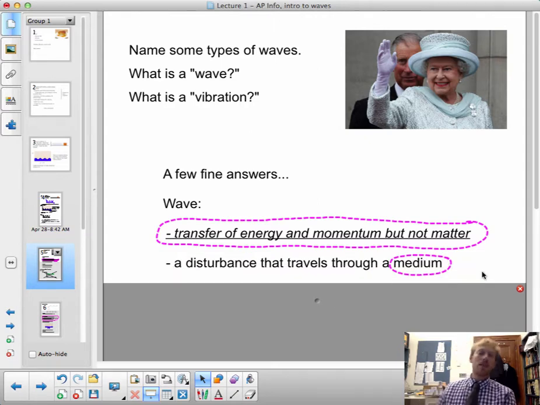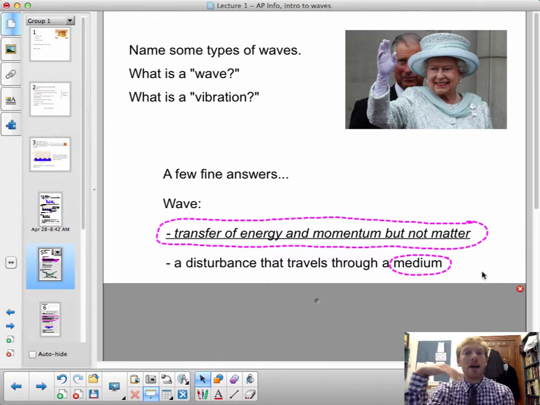Another thing that we say about waves is that it is a disturbance that travels through a medium. What is a medium? It's something through which a wave travels. What is the medium that I just described in my example of jiggling a slinky and the disturbance travels to you? The slinky is the medium.